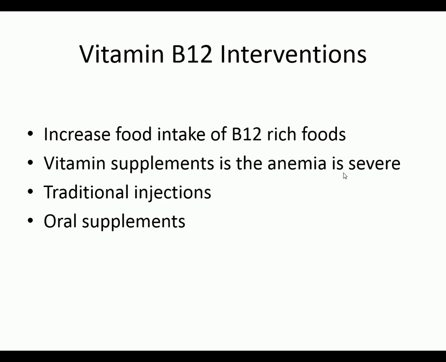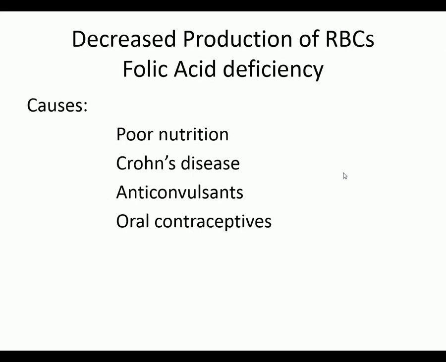Okay. Our next decrease is your folic acid deficiency. Here are some of the causes. Your poor nutrition, Crohn's disease, anticonvulsants can cause folic acid deficiency, and oral contraceptives. Okay, manifestations are going to be similar to your vitamin B12 deficiency, except you're going to have nervous system function involvement with this.